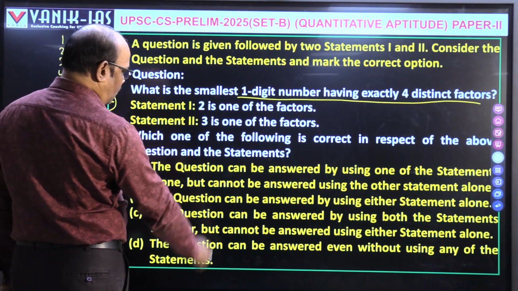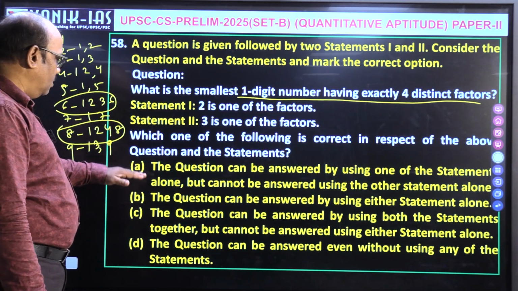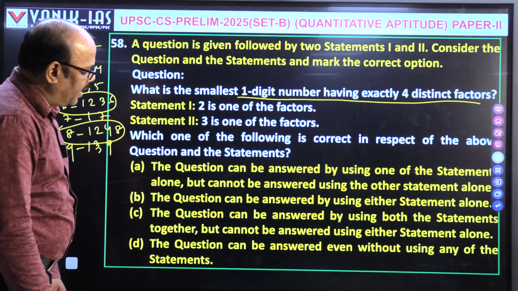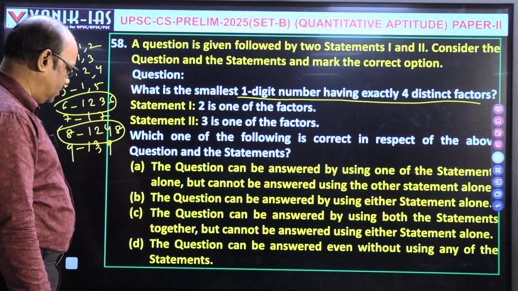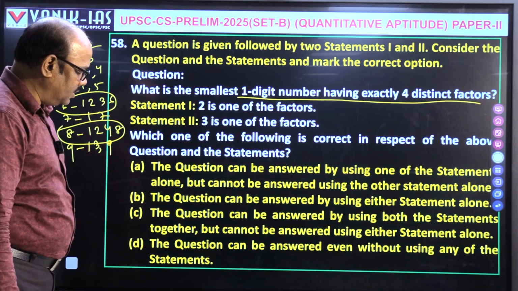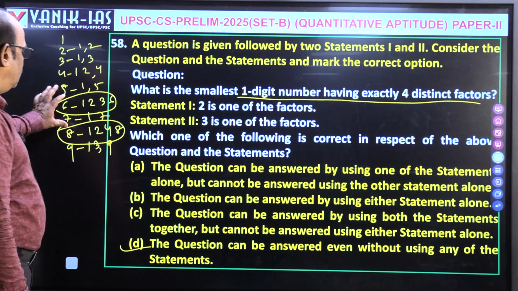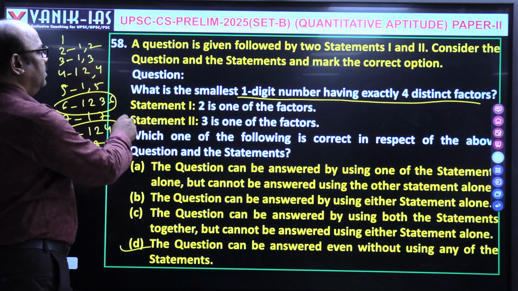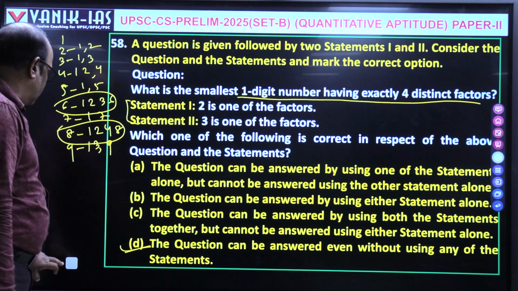The question is given: which of the following is correct with respect to the above question and statements? That means the question can be answered by using one of the statements alone. Not required. The question can be answered. The right option is given: the question can be answered even without using any of the statements. Option D, because these two numbers are clear without using these two statements. So that means the option is D. Next question.